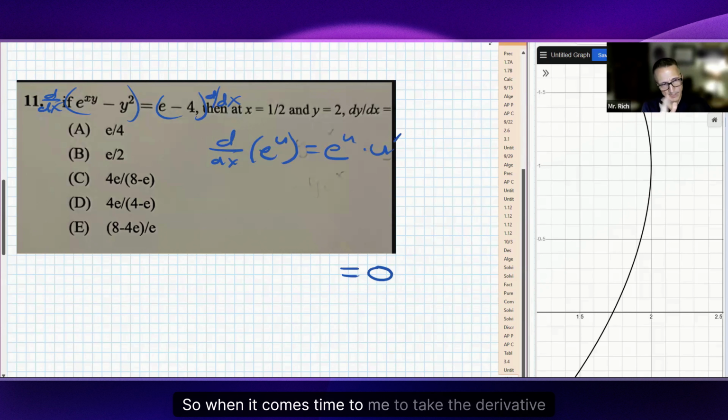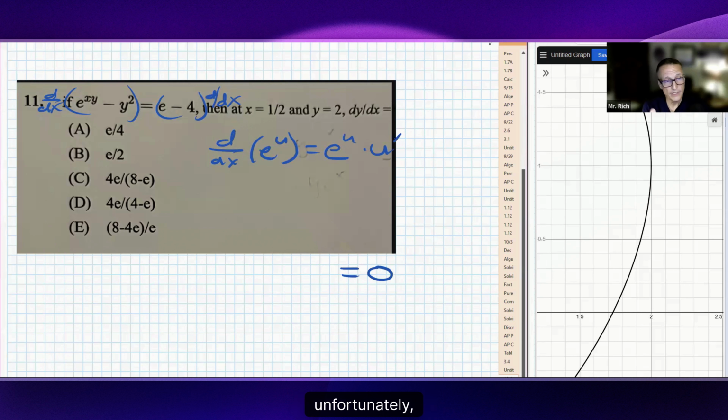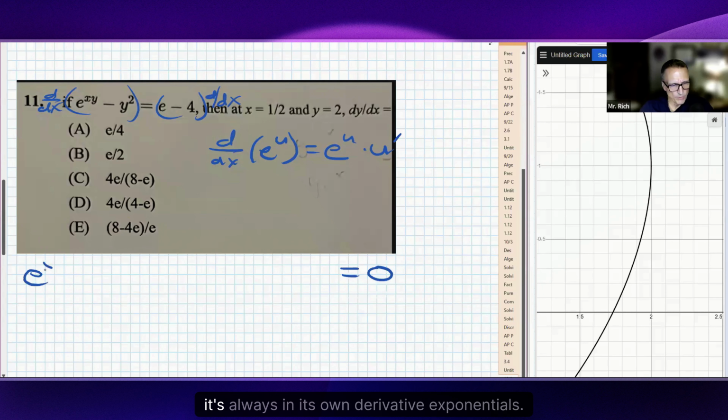So when it comes time to take the derivative of the exponent, unfortunately, I'm going to have to be using the product rule to do that. So let's see what this looks like. I don't think it's going to be too bad. e to the xy, it's always its own derivative, exponentials. Now I'm going to multiply that by the derivative of the product x times y.